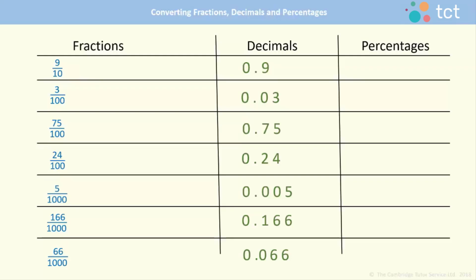Now we're going to convert these to percentages. If you have a fraction with a denominator of 100, you literally put the numerator as how many percent you have. So 3 over 100 will be 3%. 75 over 100 will be 75%. 24 over 100 will be 24%.